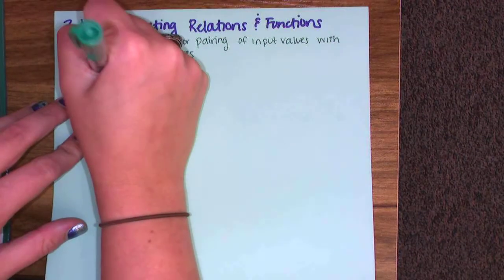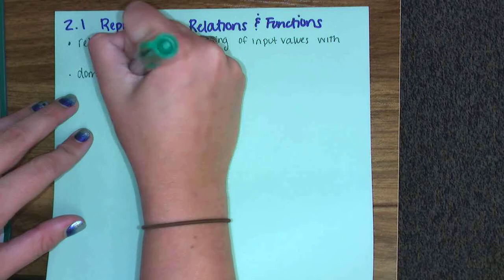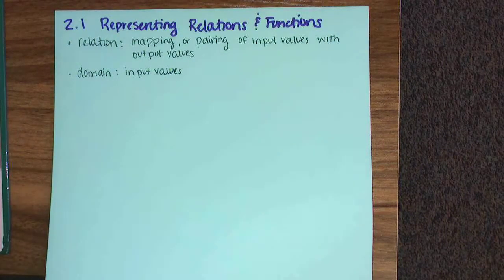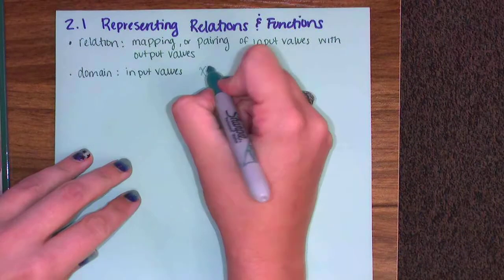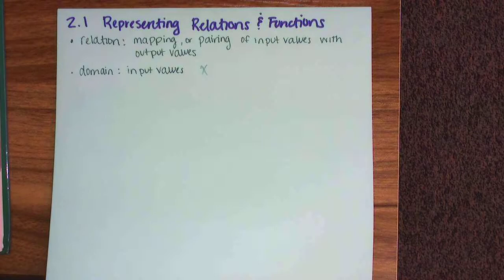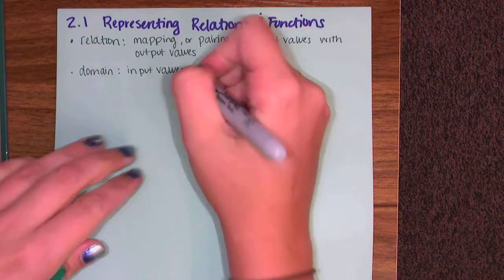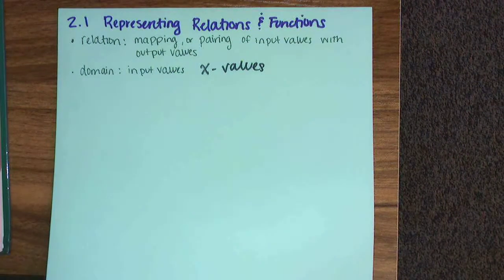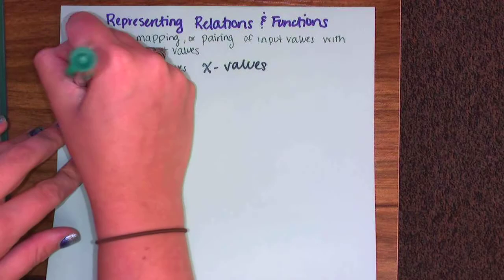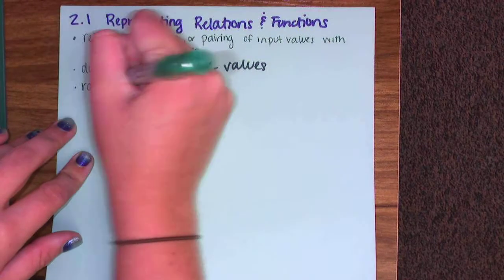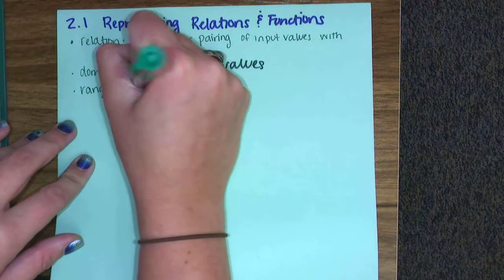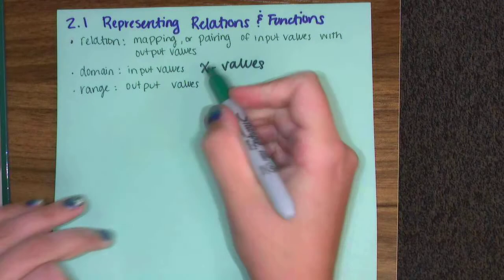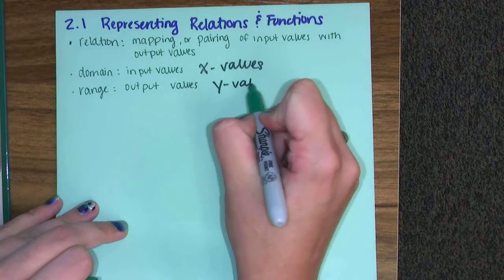Domain are the input values. Okay, and these are always going to be our x values. And then range is the output values. Okay, and these are going to be our y values.